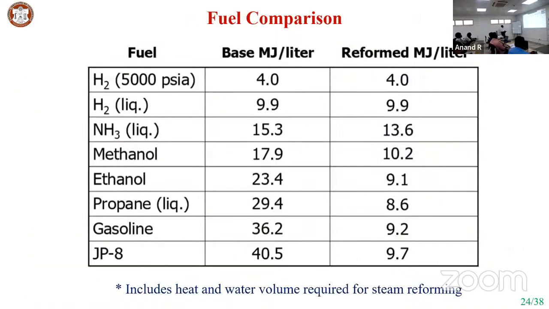With respect to the different fuels that people are using, their energy contents are given with respect to hydrogen, and hydrogen in gaseous form at 5,000 psi. Dividing by 14.5 gives 1 bar, so about 15 times, you will get around 600 bar or so. Liquid is about 9 to 10 megajoule per liter. In terms of volume, they are given. So after reforming, you can see slight changes in the calorific value.